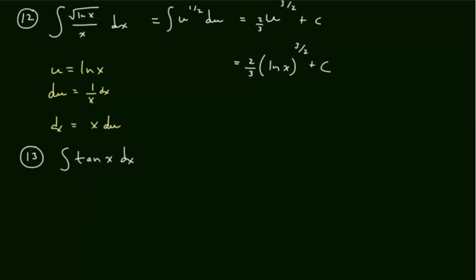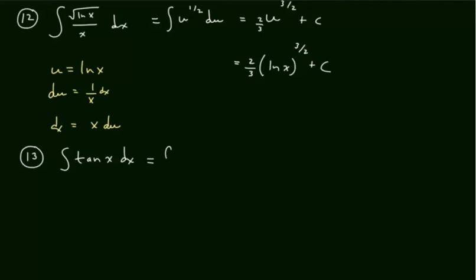Example 13 looks nice and easy, the integral of tangent of x dx, and the number one mistake that people make here is thinking, I know the answer to this. I have a book of memories, and they call the answer secant squared of x plus c. That would be wrong. The derivative of tangent is secant squared of x, and not the antiderivative of tangent of x.